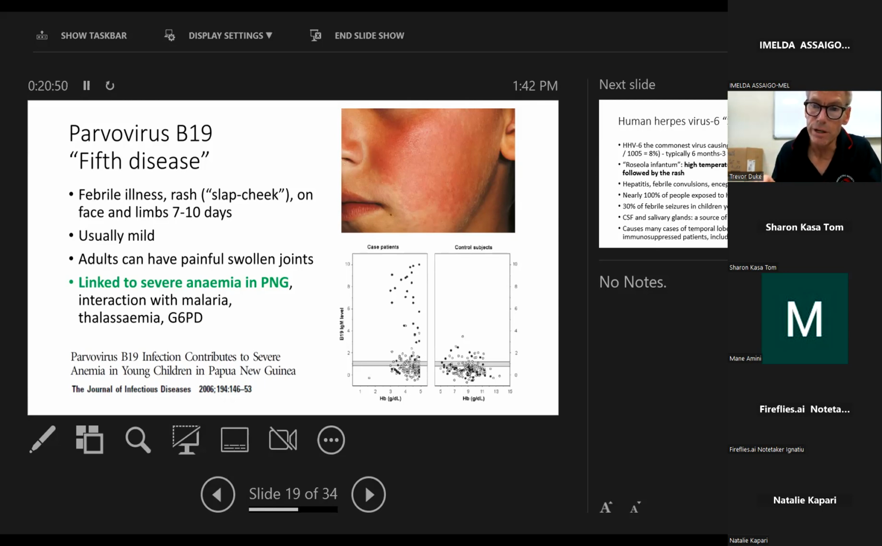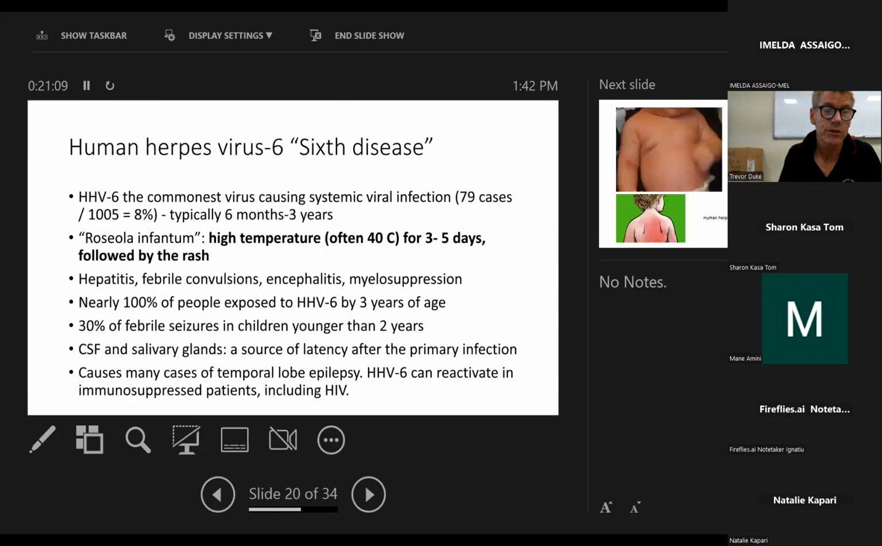Then they often have very painful swollen joints, and sometimes they have anemia. So remember, if you see a child with fever and a rash and anemia, think of parvovirus. It might be that. Okay, this was a study they did in the Journal of Infectious Diseases. Remember I said parvovirus is like fifth disease.